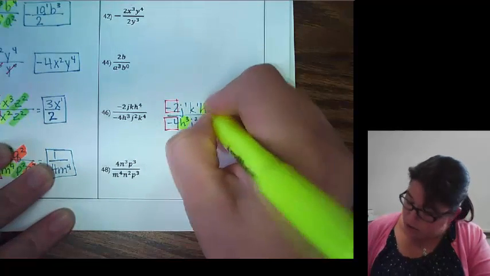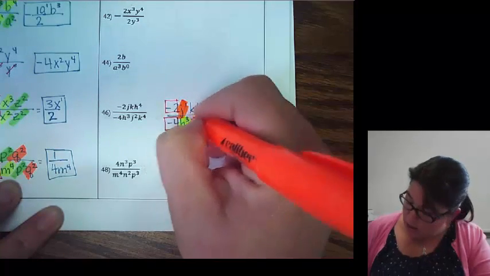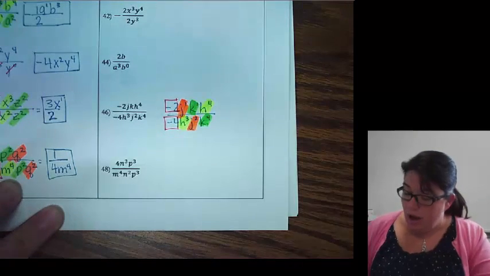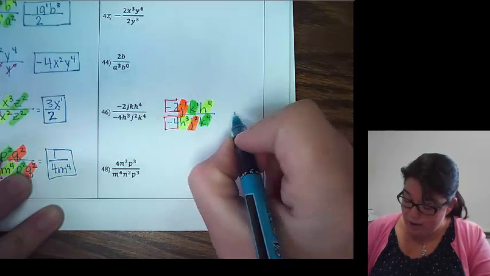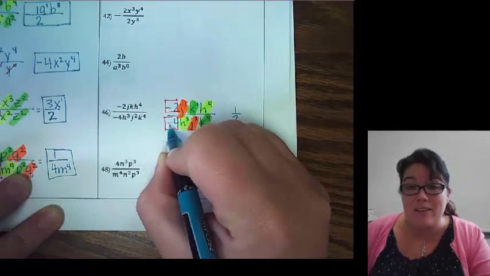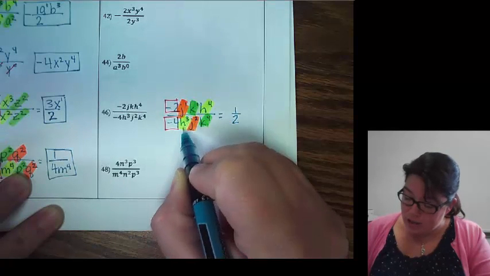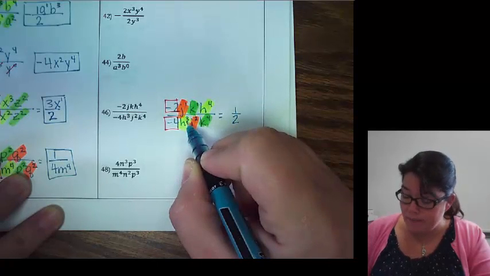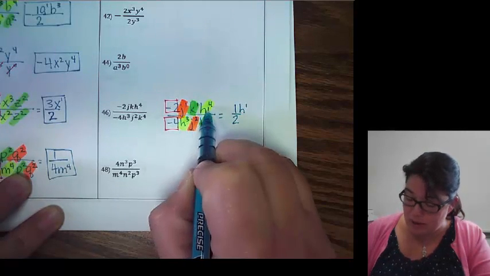h comes first, then j, then k. All right, coefficients. 2/4 reduces to 1/2, and negative divided by a negative is a positive, so I'm going to have +1/2. Then h. I have h to the fourth and h cubed. So 4 minus 3 is 1, and I'm going to put it in the numerator because that's where the bigger exponent was to begin with.